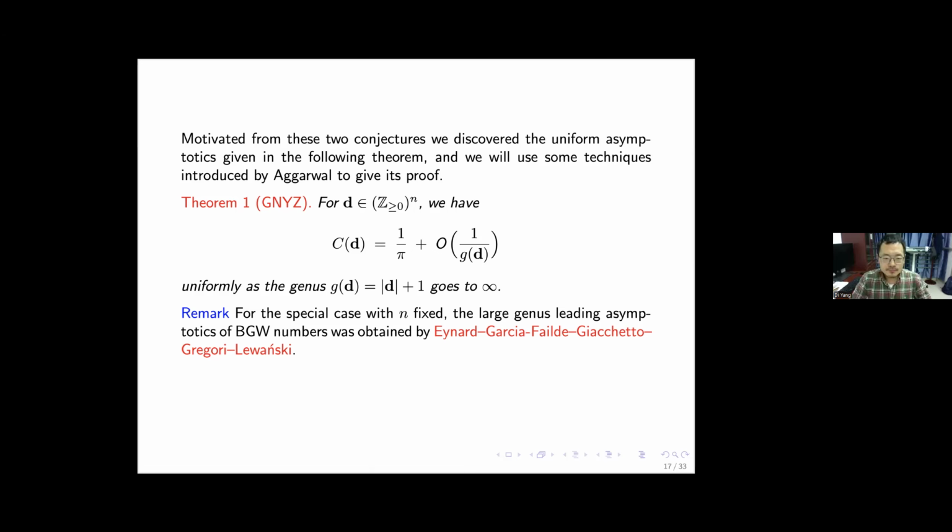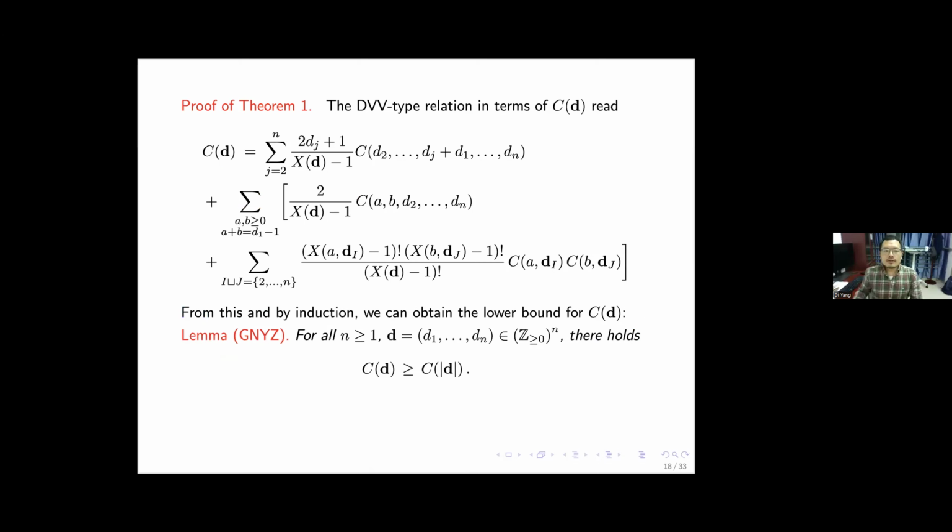Okay, so let's now consider the proof. In the proof of the DGZZ theorem, the Guo-Sun-Agrawal theorem, Agrawal introduced some technique involving so-called random walks. Here we use part of his techniques and we improve that.